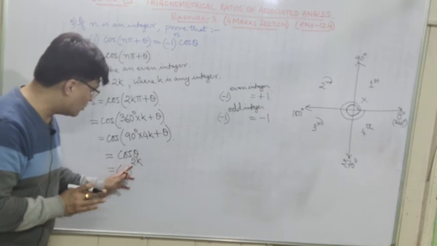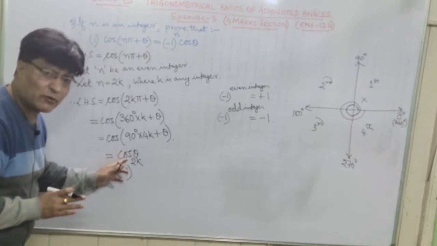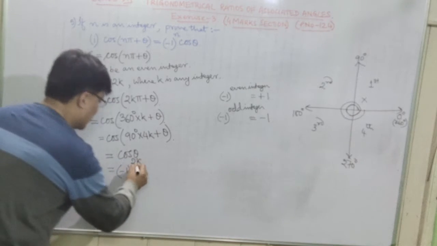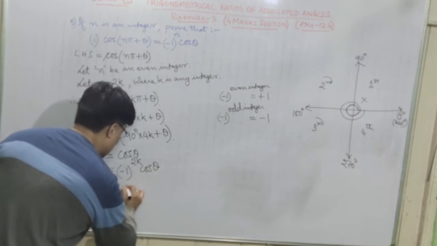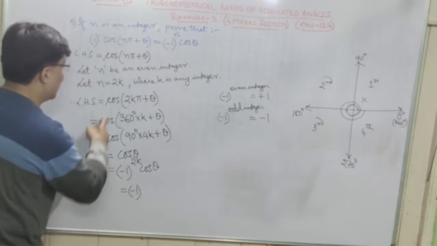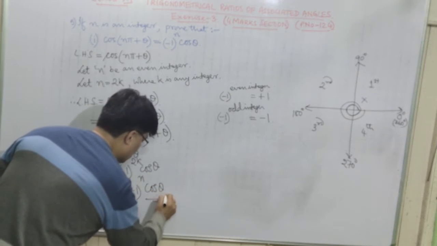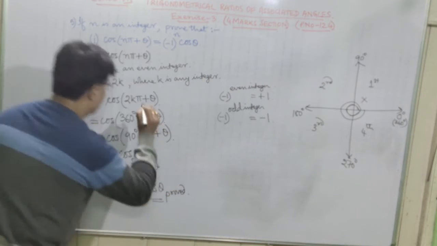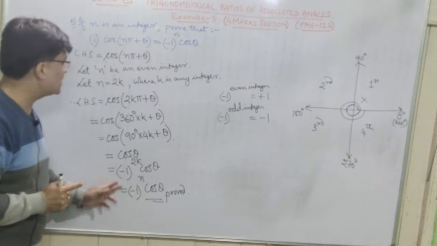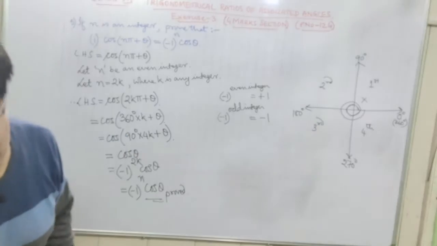And you know that minus 1 whole to the power even integer is always plus 1. So instead of this coefficient of cos theta, that is plus 1, we have written here minus 1 whole to the power 2k. Then you can write cos theta, which is equal to minus 1 whole to the power, what is 2k out here? It is n. So it is cos theta. So we have proved it. So if n is an even integer, we have proved that this LHS is equal to RHS. So we have got minus 1 whole to the power n cos theta.